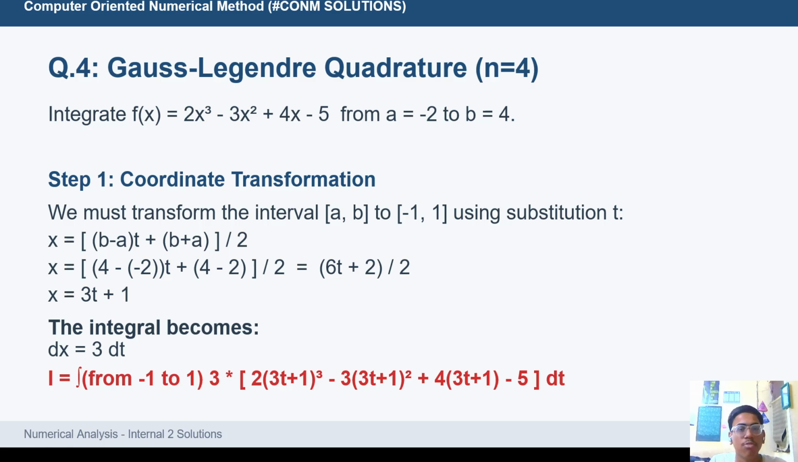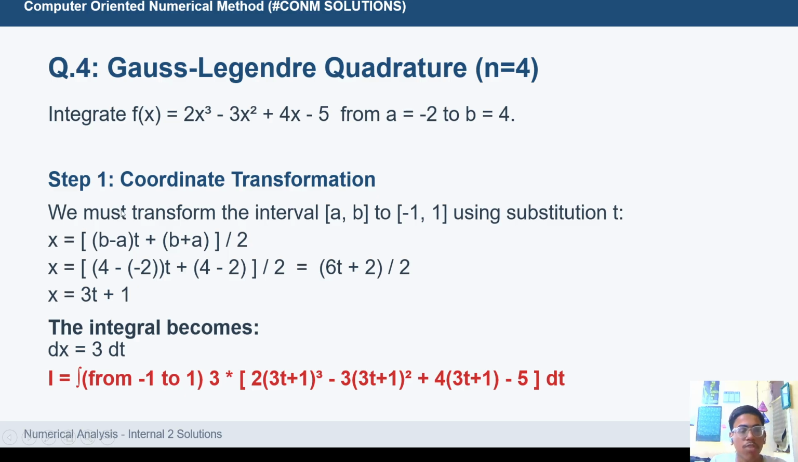So now we will come to question number 4, where we have to integrate this using Gauss-Legendre, or you can say Gaussian quadrature formula. Here, as we can see, the limits are from minus 2 to 4. So firstly, we will transform this interval into minus 1 to 1 by the following formula that we have already learned in Gaussian quadrature.